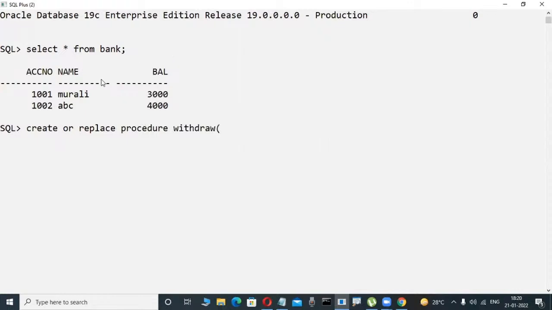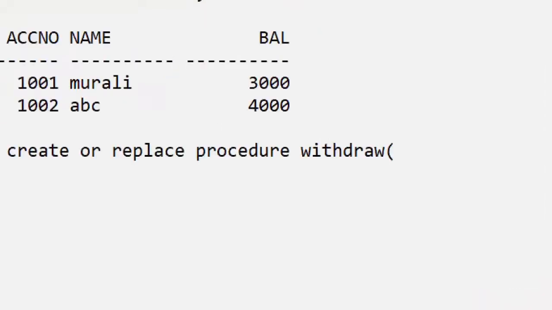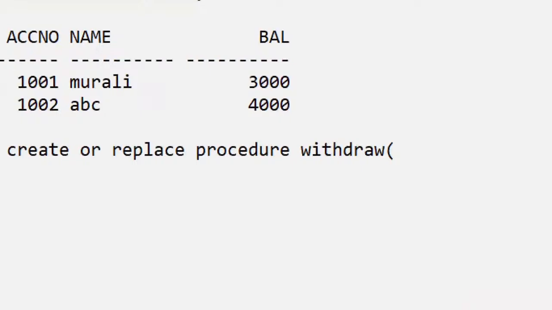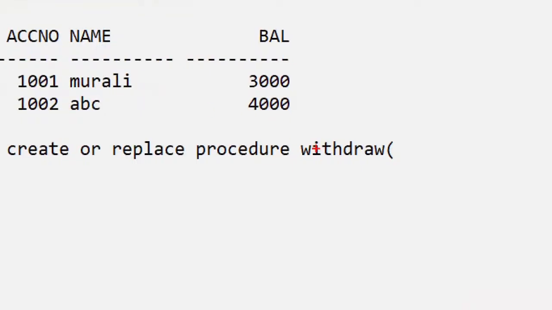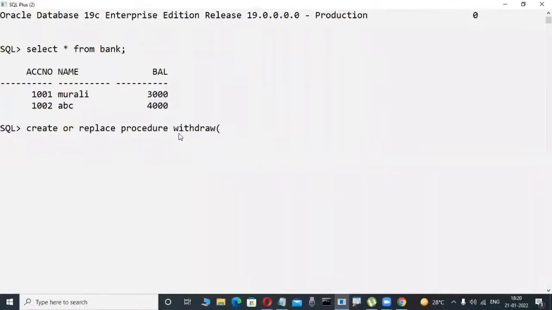Slowly observe here. This is a table. In my project, I try to implement one small scenario only, withdraw. Actually, in real time, big packages contain withdraw, deposit, all the things. But unfortunately, I'm giving only a small task in a procedure. Now here, create or replace procedure withdraw. Suppose here I'm passing an account number. Okay, fine.